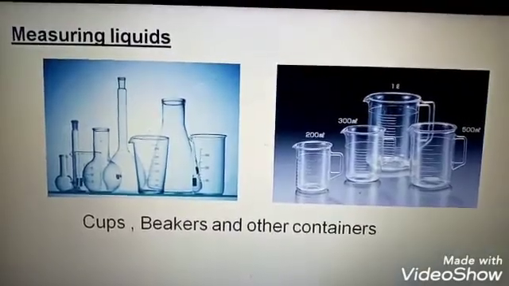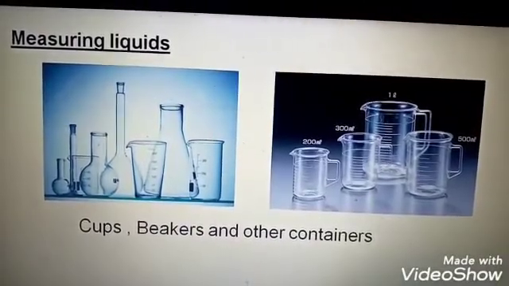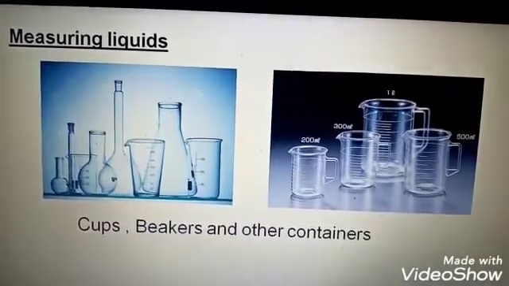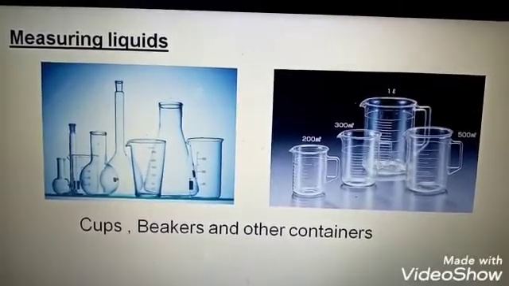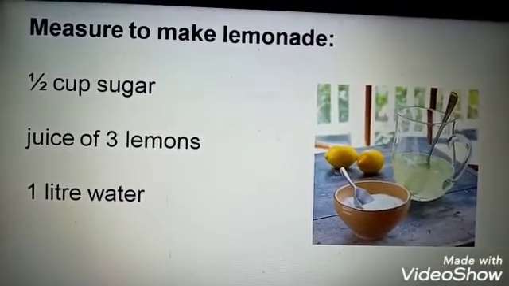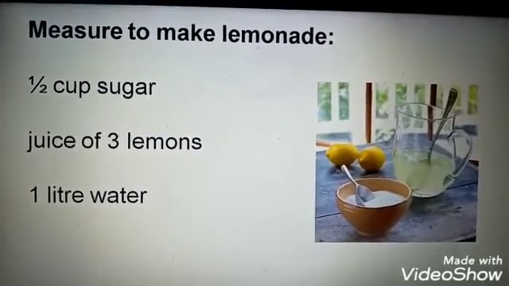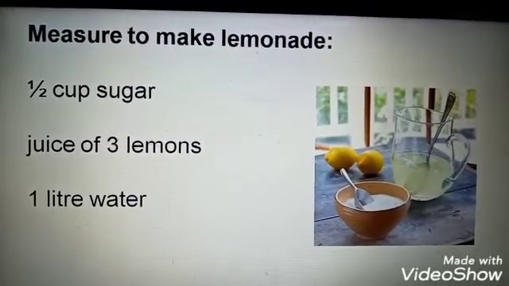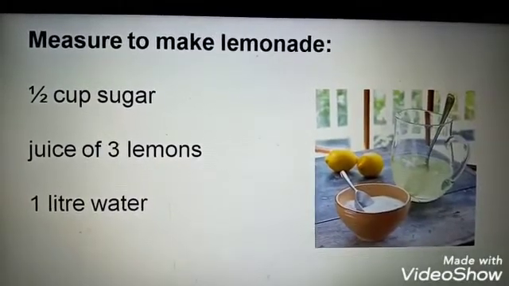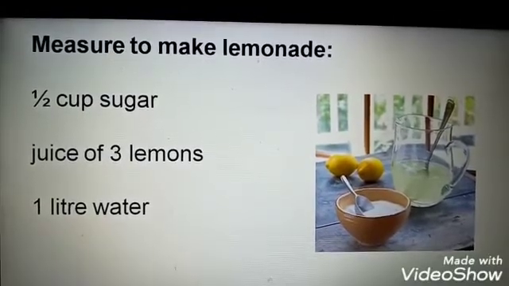Measuring liquids. We measure liquids such as water, milk and oil in cups, beakers and other containers. Here are some pictures of cups, beakers and containers used for measuring liquids. When new things are made, the materials that are used have to be measured. Okay? For making lemonade, we need the measured amount of sugar, lemon and water. We need half a cup of sugar, juice of 3 lemons and 1 liter of water.